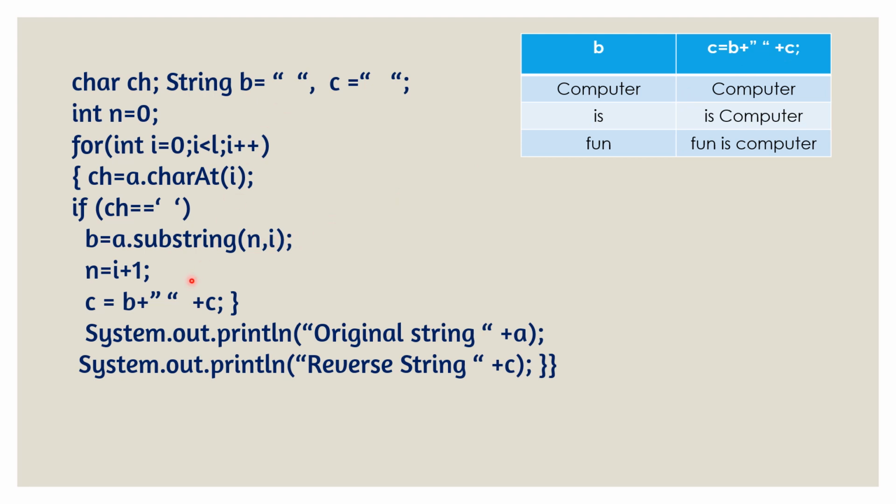String c we have declared, c is equal to b plus space plus c. First of all, b is computer, so computer will be added to c. The second time in b, the second word will come, that is "is". So b plus c, with a space in between, gives "is computer". And the last time "fun" will come in b, the last word by the logic given here, and then b plus c, that means fun plus "is computer", gives "fun is computer". So in this way we can reverse the given sentence, and then we can print the original and the reversed sentence: "Original sentence is" plus a, and "Reverse string is" plus c.